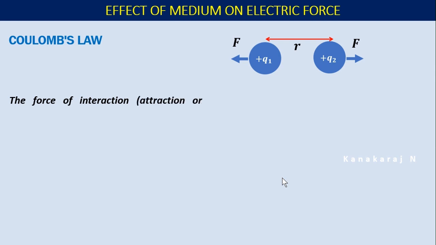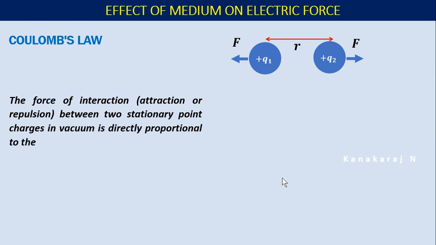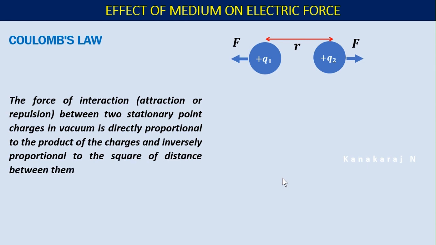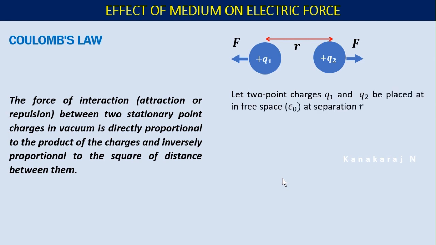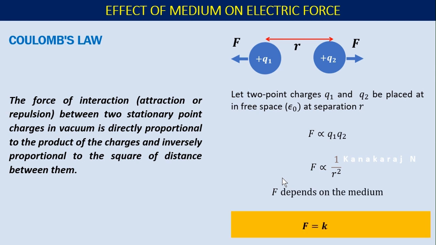The force of interaction between two stationary point charges in vacuum is directly proportional to the product of the charges and inversely proportional to the square of the distance between them. Let two point charges Q1 Q2 be placed in vacuum or free space with permittivity epsilon naught at a distance of r. So F is proportional to Q1 Q2, F is inversely proportional to r square, so F is proportional to 1 by r square. So F depends on the medium. So F equals K times Q1 Q2 by r square, where this K depends upon the medium.